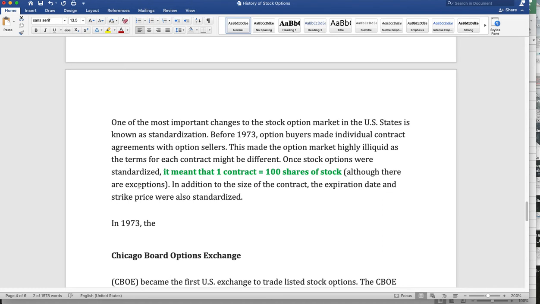They have these things called mini options, and I believe each contract is 10 shares. But then again, it's because the price of the actual stocks was just so high. They're like $1,000 a share to $3,000 a share for one share of stock. So you would have to look at that. I don't play with minis. I don't do any of that. I deal only with contracts where one contract equals 100 shares of stock. In addition to the size of the contract, the expiration date and strike price were also standardized.